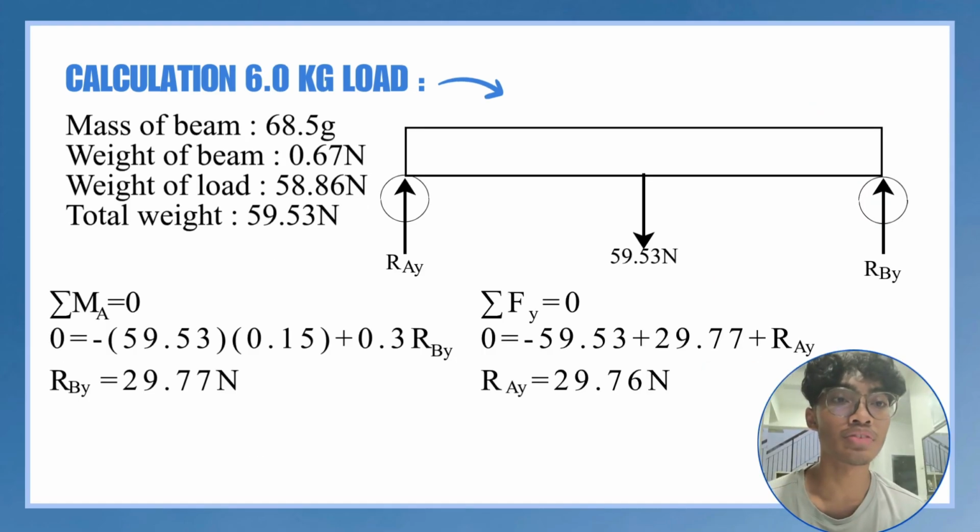So for the next calculation, which is the 6.0 kilogram load, we have the weight of the load, which is 58.86 Newton, and the total weight is 59.53 Newton.